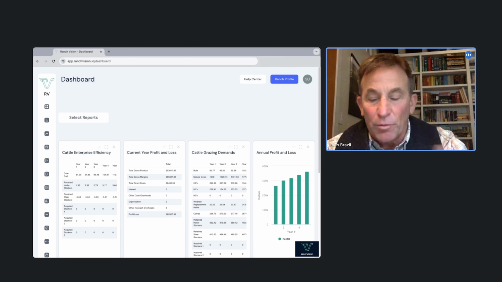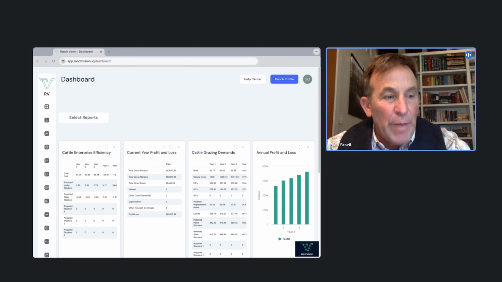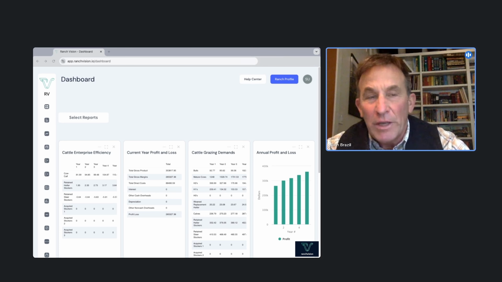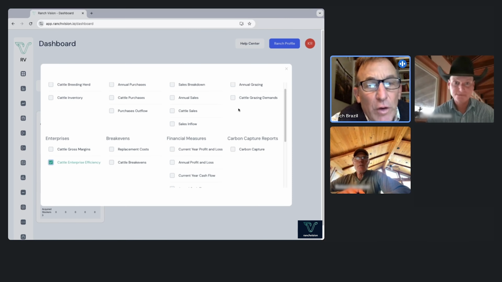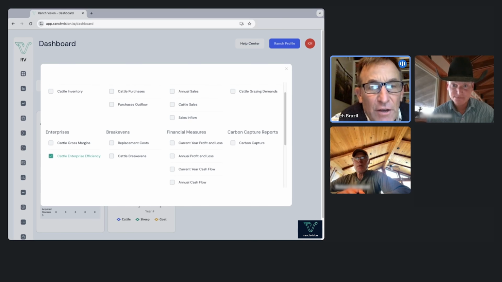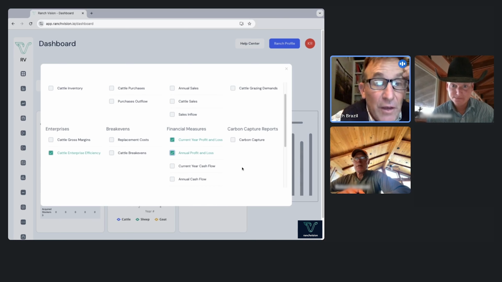We have our initial plan. We consider the impacts of the management changes that we want to make. We adjust those inputs accordingly, and then we observe the changes in our reports. Very simple. Why don't you bring up some reports? Enterprise efficiency, annual grazing demands, current year profit and loss, annual profit and loss, and then annual cash flow.